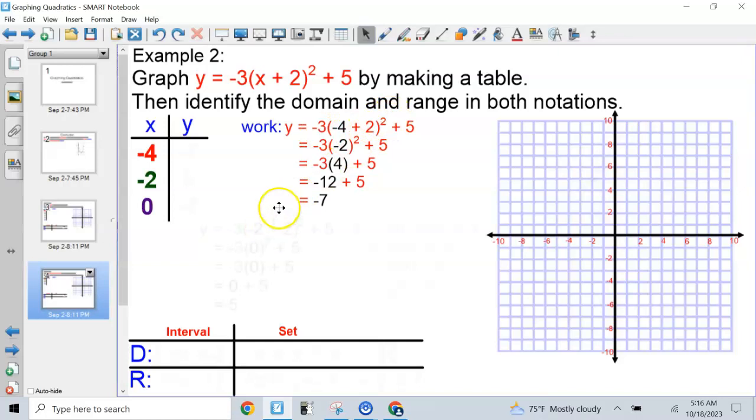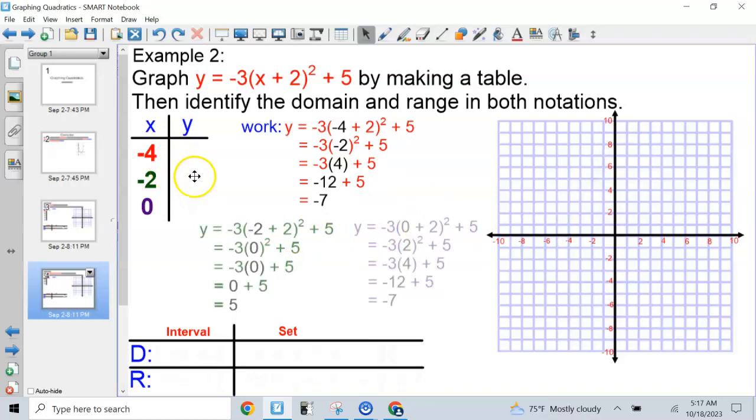I plug in -2, get the same thing. Plug in 0, do the same thing. Once I have 3 numbers, I know my 3 coordinates. I'm going to plot those 3 dots, connect that U shape, and then label my vertex. This picture is upside down.